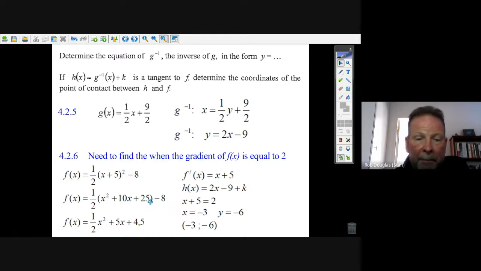Multiply it out, and you'll get half of 25 minus 8. It's 4.5 here. Anyways, half of 10x is 5x. There it is: 1 half x squared plus 5x plus 4.5. Well, let's find the derivative. So 2 times a half is 1x. 1 times 5 is 5. So there's the derivative. We want to make that derivative equal a gradient of 2 because that's the line.